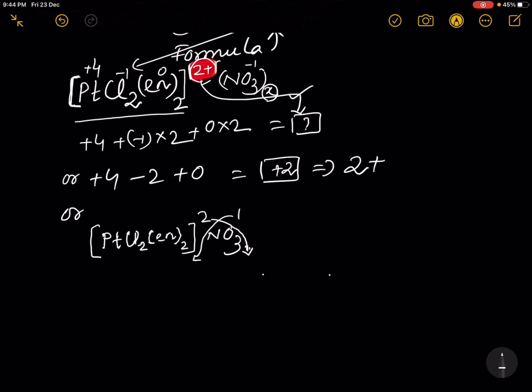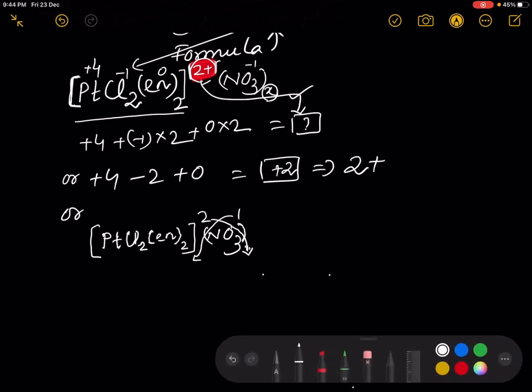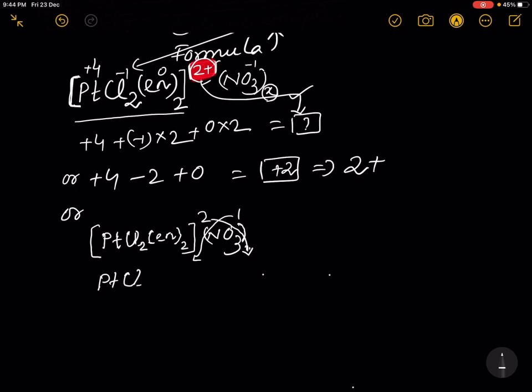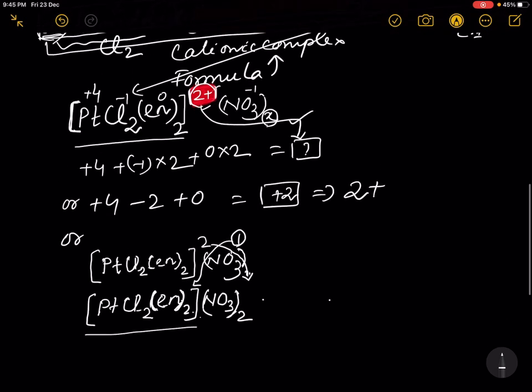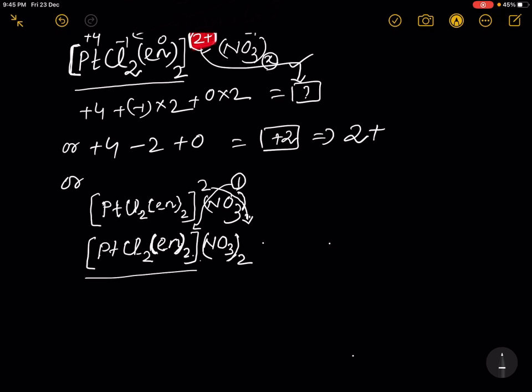But a bracket is written around NO3. So then the formula will be Pt Cl2 en2 Pt Cl2 en2, and 1 is not necessary to write over here, but we can write NO3, 2. PtCl2 en2 NO3 2. So this is the formula of the above complex compound, dichloridobis(ethane-1,2-diamine)platinum(IV) nitrate.